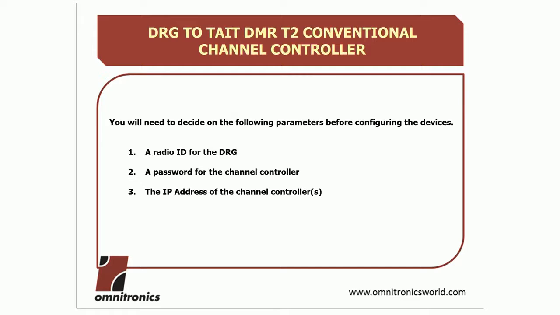Before we actually start the process of configuration, a few things you're going to need. A radio ID for the DRG. This will be used in the AIS message that is sent to the channel controller, and it represents an actual radio ID. You will also need a password for the channel controller, and you'll also need to know the IP address of the channel controller, or if there is more than one channel controller, the IP address of all of the controllers.